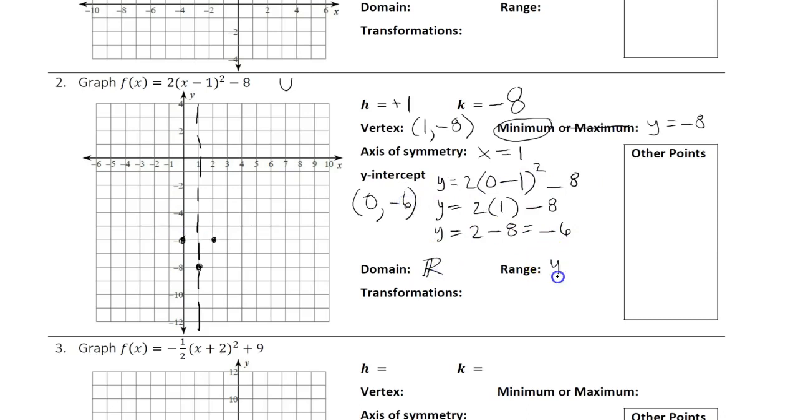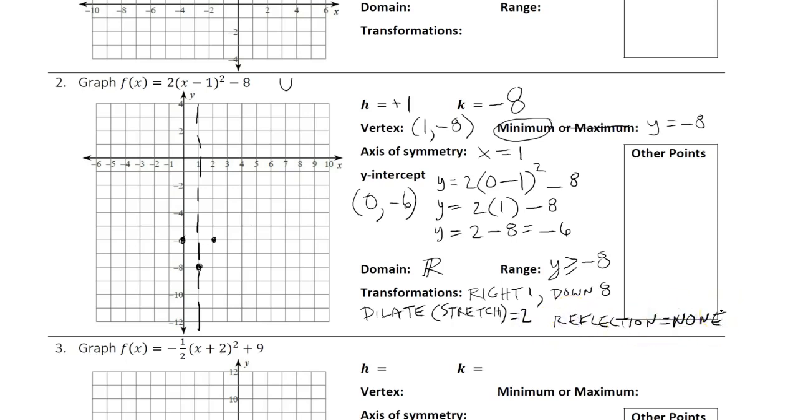Domain is all real numbers. The range is y is greater than or equal to -8. The transformations are right 1, down 8, dilation by 2, and no reflection.